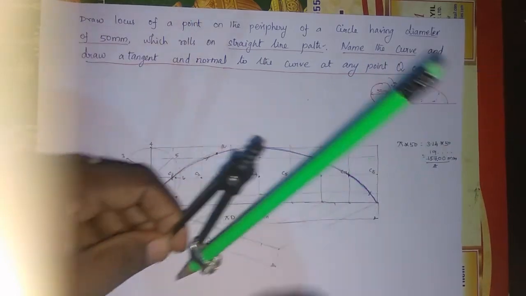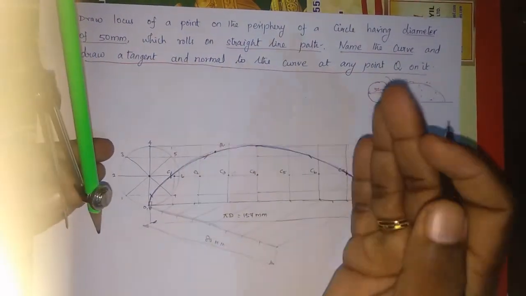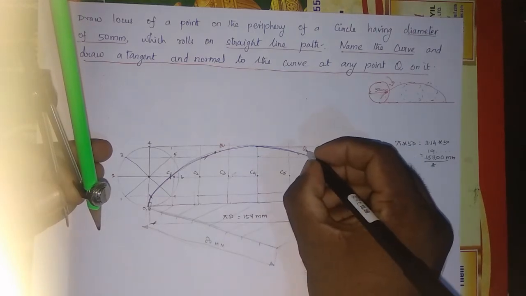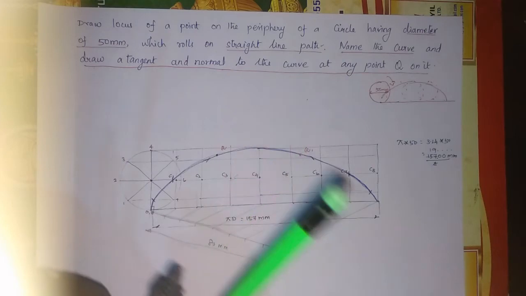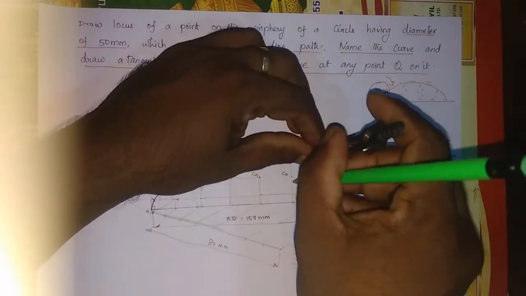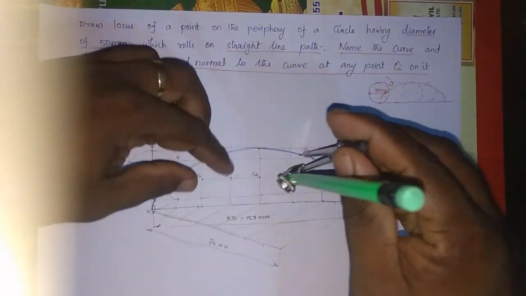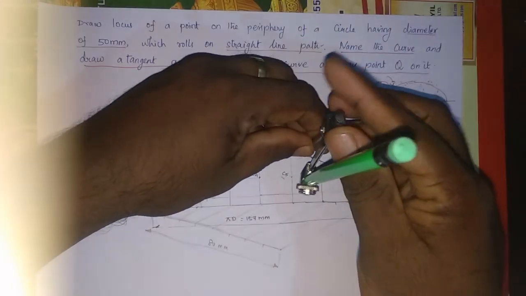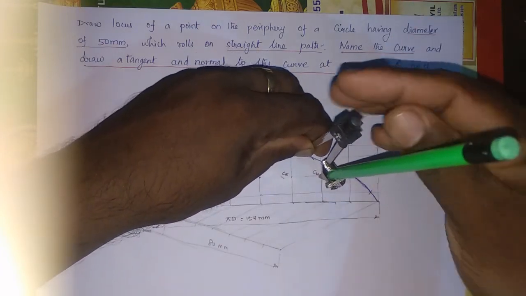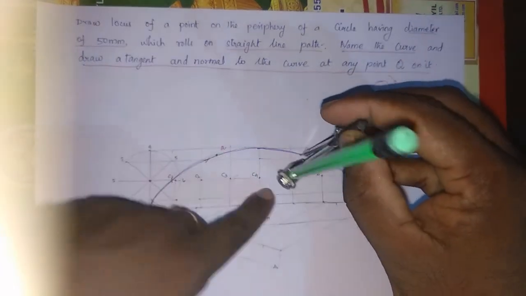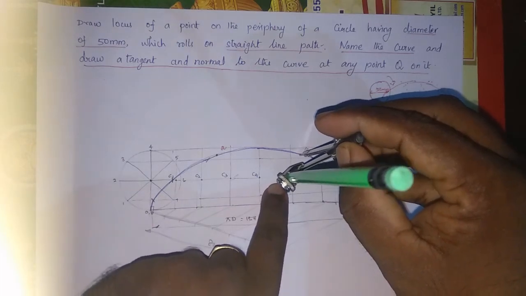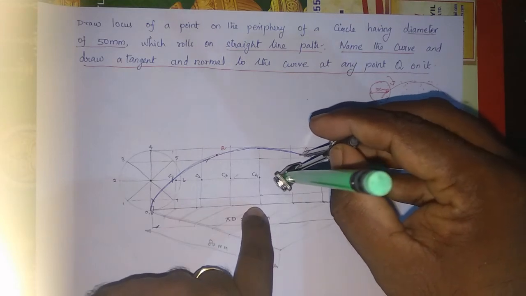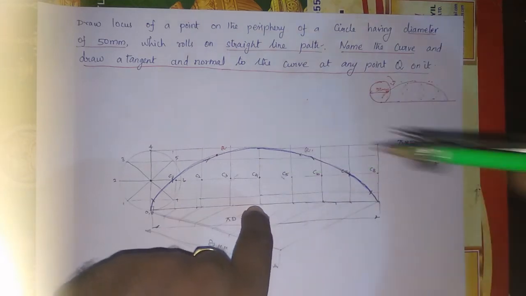Okay, similarly if you have a point on the right side of the curve, which is Q1, you have to take the arc towards the center. Towards the center means here only you have to take it. Okay, don't take this side. This is the important thing. So you always take the arc on the center, always towards the center, for making a tangent and normal.